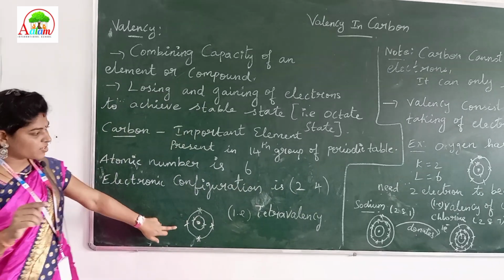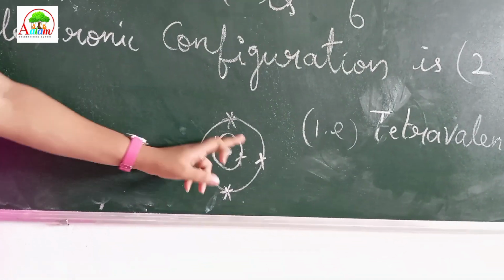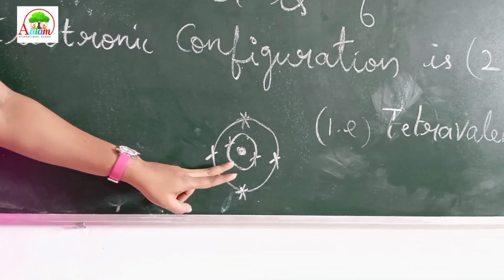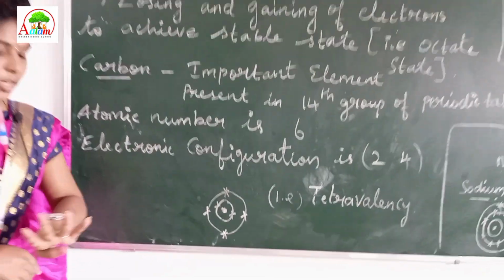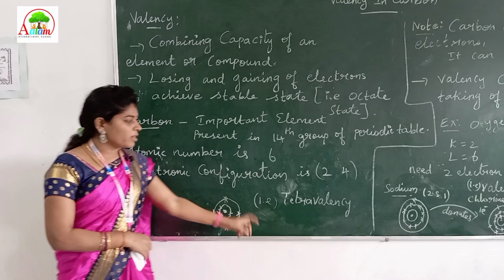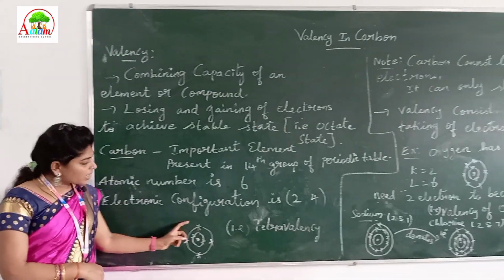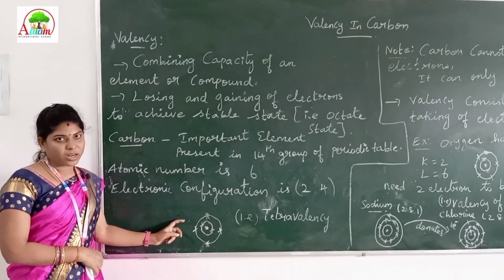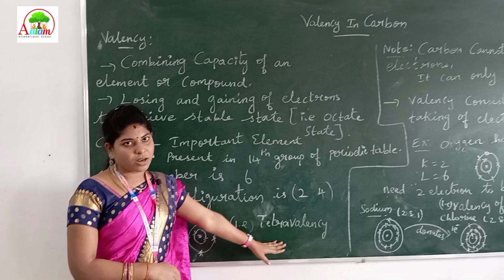I have drawn the structure of the carbon here. This is the nucleus. Around the nucleus the 2 electrons are present in the K shell, and around the K shell the L shell is present with the 4 electrons. This is why carbon is called tetravalent. Tetra in the sense 4. The outermost shell of carbon consists of 4 electrons. That's why we call it tetravalency.